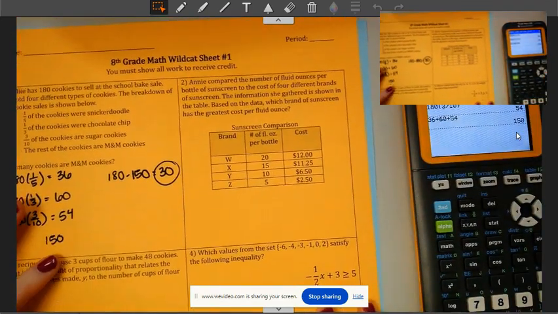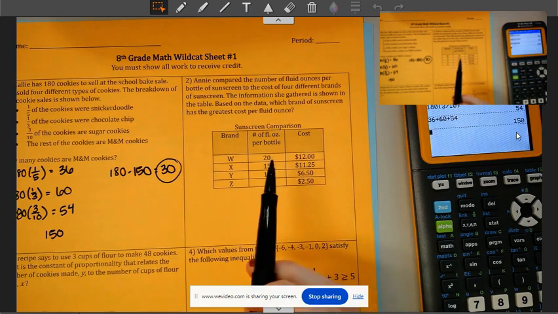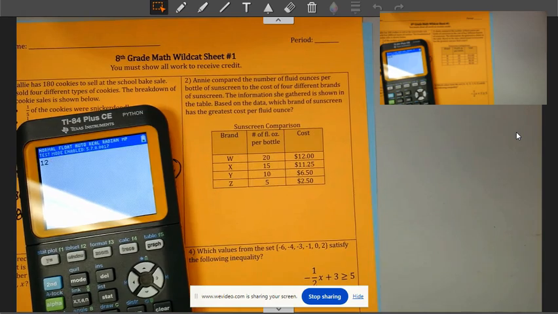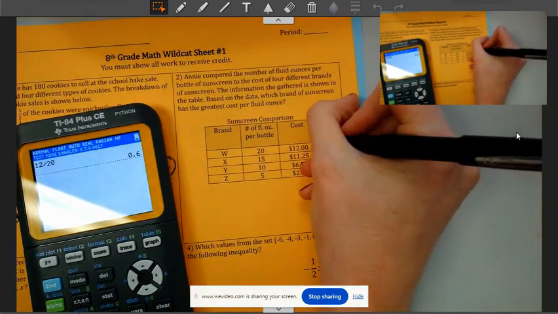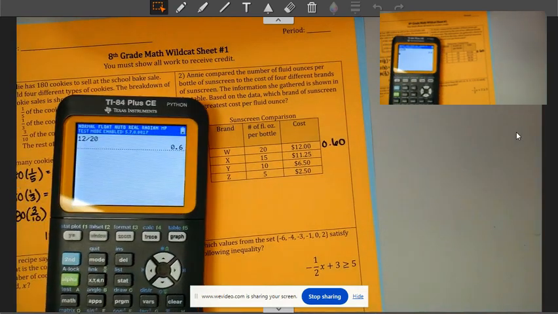All right, Annie compared the number of fluid ounces per bottle of sunscreen to the cost of 4 different brands of sunscreen. The information she gathered is shown in the table. Based on the data, which brand of sunscreen has the greatest cost per fluid ounce? So to figure that out, I'm going to divide the cost by the number of ounces. So for W, we'd be doing 12 divided by 20, which is 60 cents an ounce. Okay, we're basically finding unit rate here.